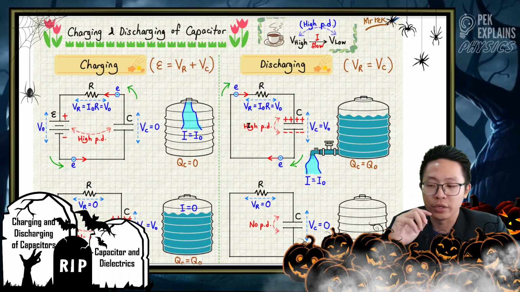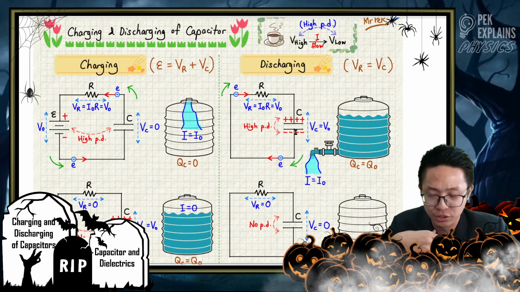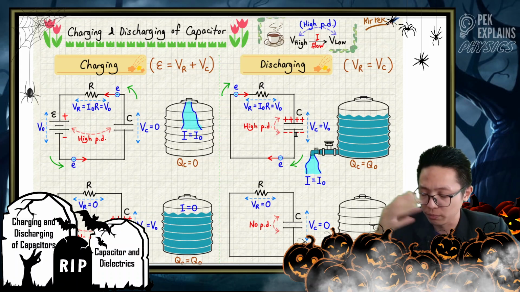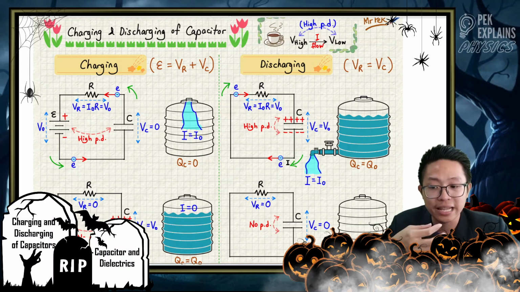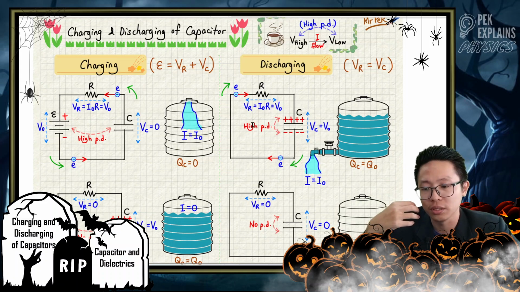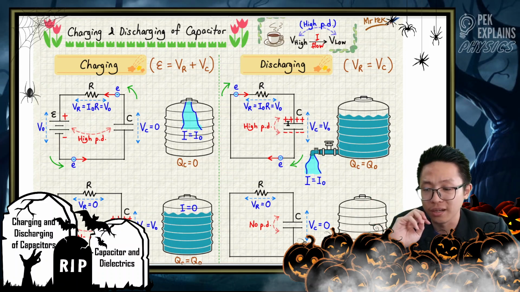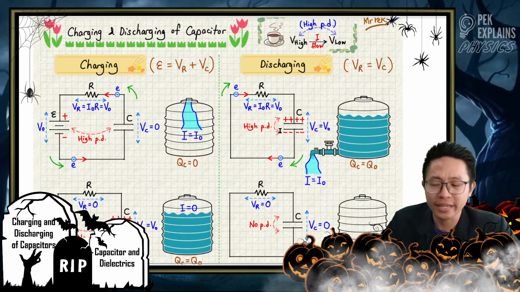Now, when you remove the battery, the electrons will start to flow out from the negative plate to go back to the positive plate, because we know that electrons tend to go to the positive plate. Electrons like the positive plate a lot. They experience an electrostatic force towards the positive plate. Electrons will be attracted to the positive plate to neutralize it.